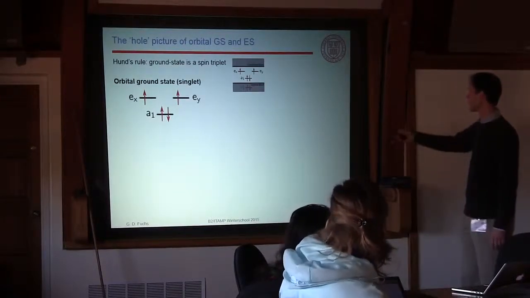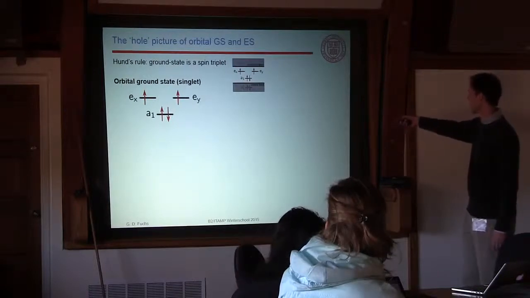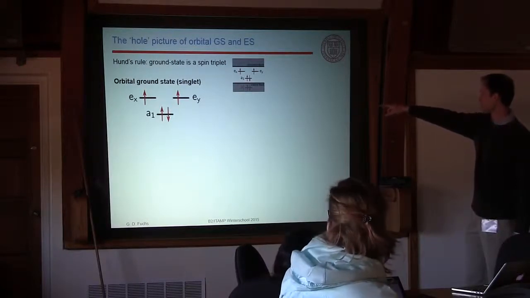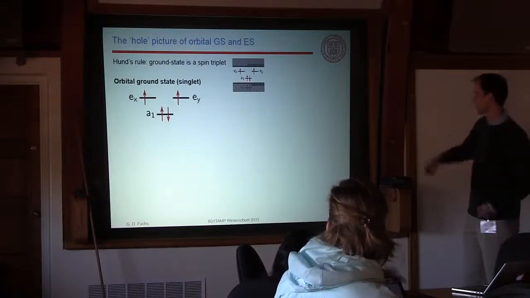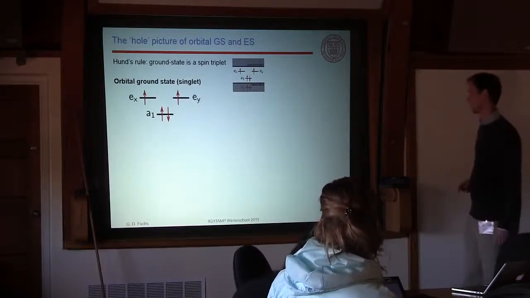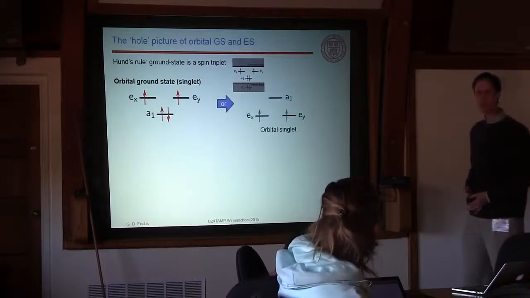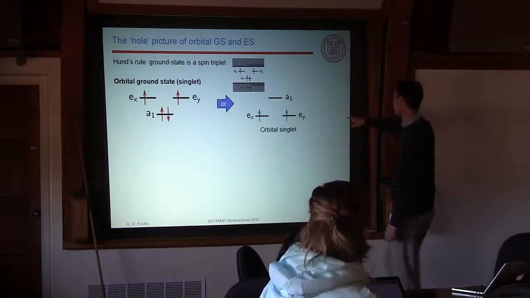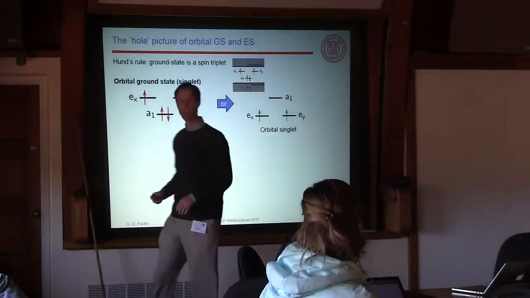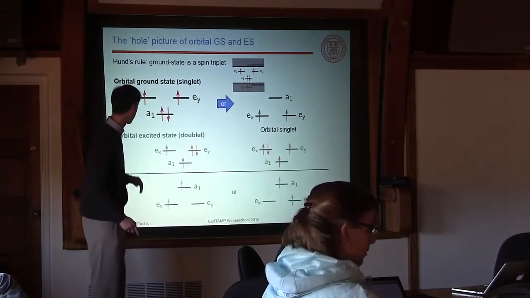Okay, so we get our spin triplet from that Hund's rule. So we only worry about these states that are within the band gap, and we have to fill up A1, and then we put one electron in each of the two E symmetry orbitals. So that means that the ground state is an orbital singlet. That means there's only one orbital state in the ground state. That's actually a good thing. Now, it might be simpler to think about this in terms of holes. So you can just flip this picture upside down, and instead of adding in four electrons, I can add in two holes. Those are totally equivalent pictures.